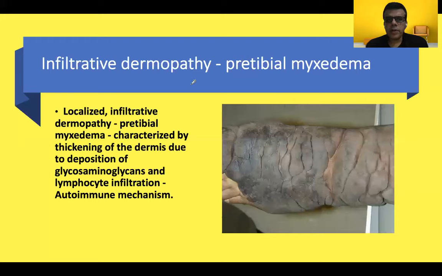Infiltrative dermopathy is seen in few of the patients, and it is characterized by pretibial myxedema, so myxedema on the shin, with thickening of dermis due to deposition of glycosaminoglycans, connective tissue substance, and also there is lymphocytic infiltration. Just like that of extraocular muscles, here also an autoimmune mechanism, lymphocytic infiltration, and deposition of glycosaminoglycans or GAG is identified.